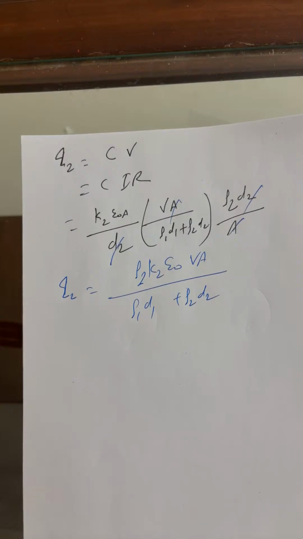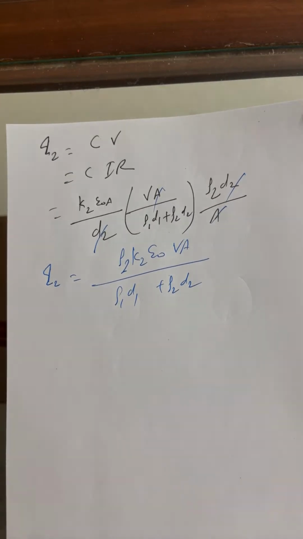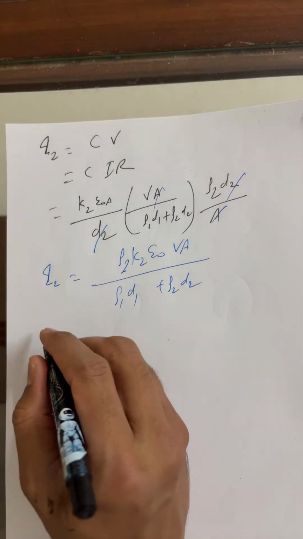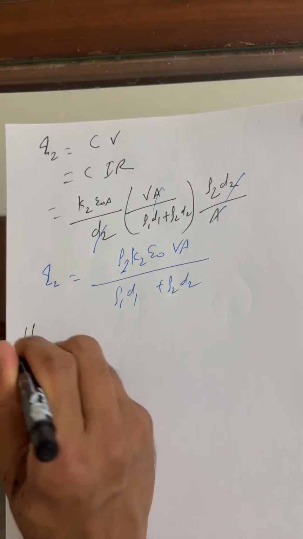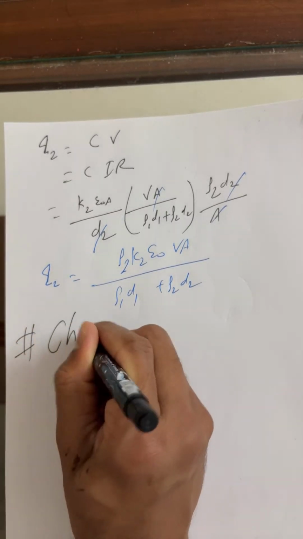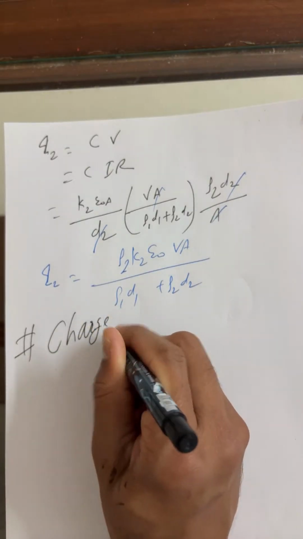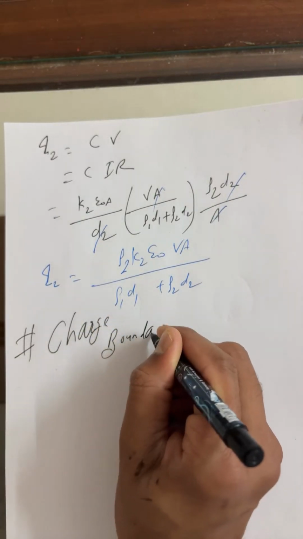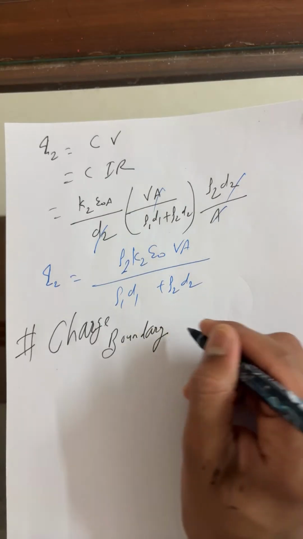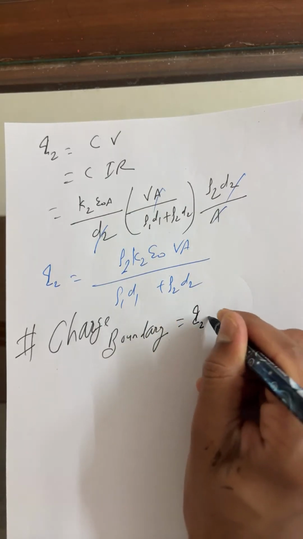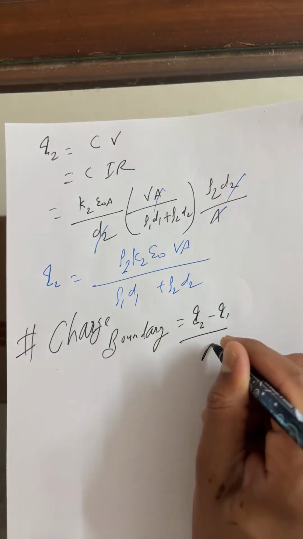They can also ask what is the charge appearing at the boundary of the dielectrics, right? So for that condition, you can write the charge at the boundary surface is Q2 minus Q1 upon A.